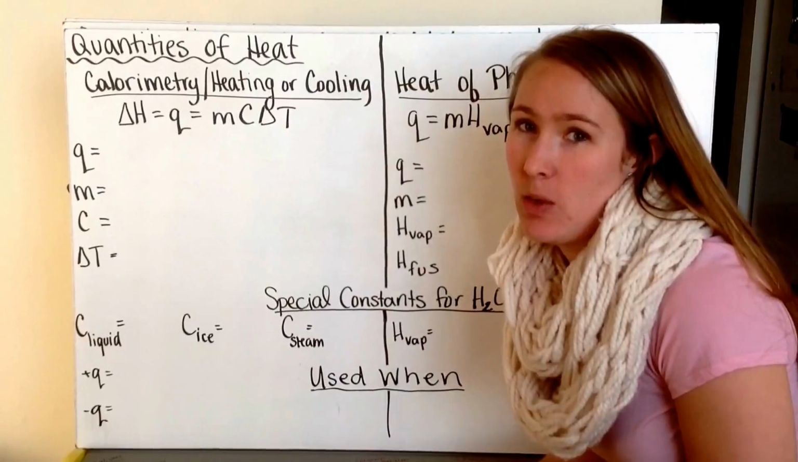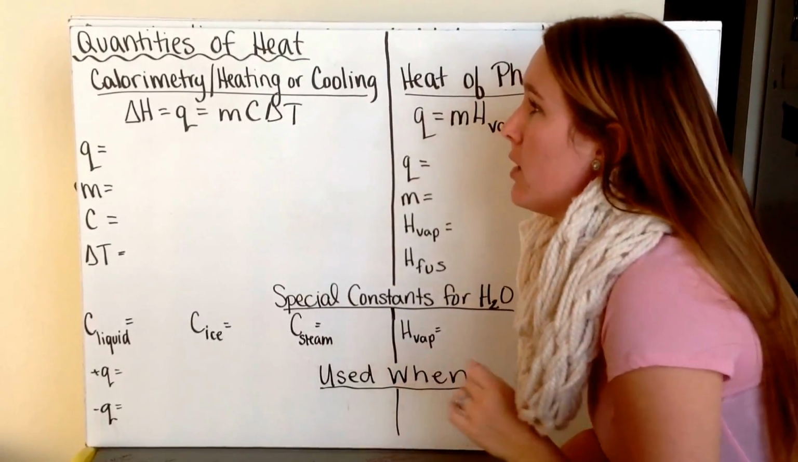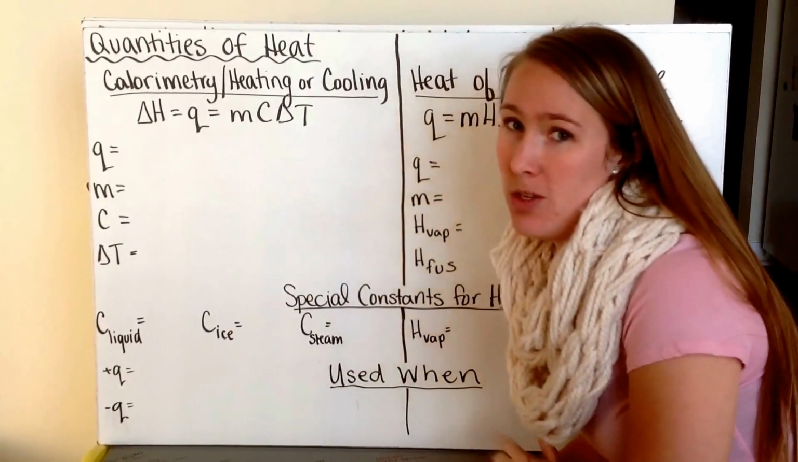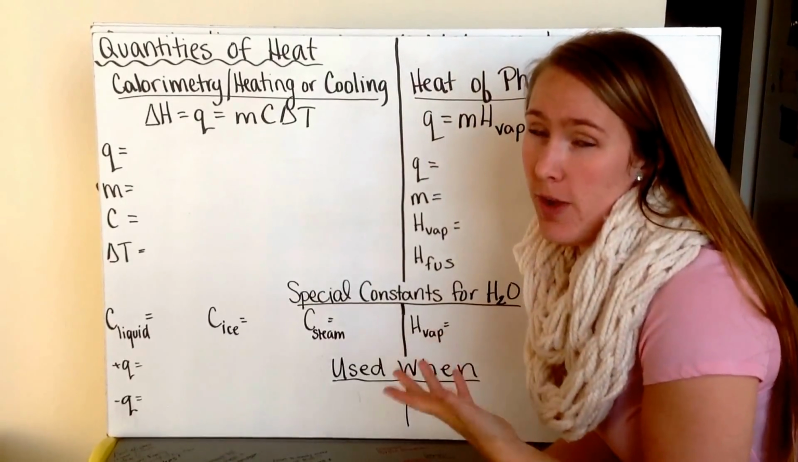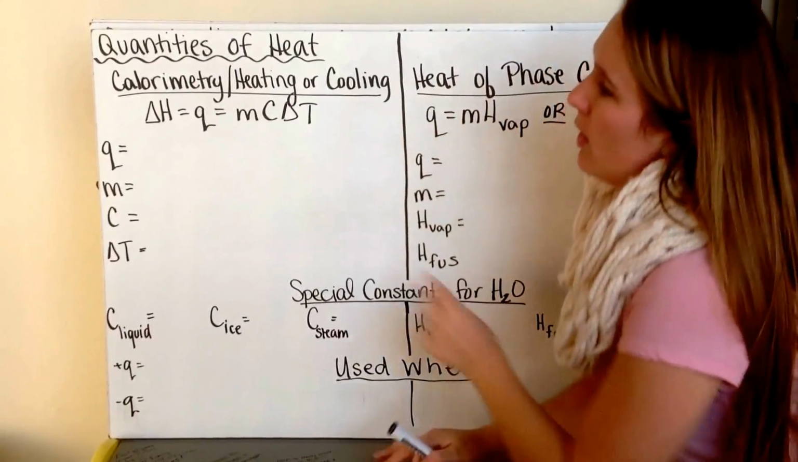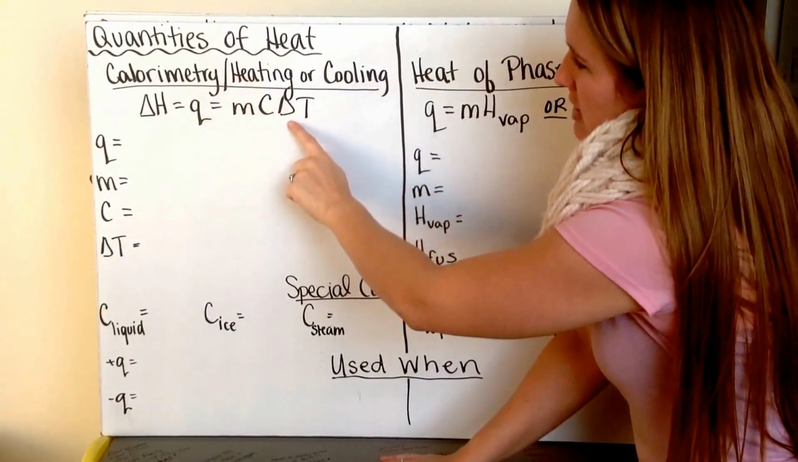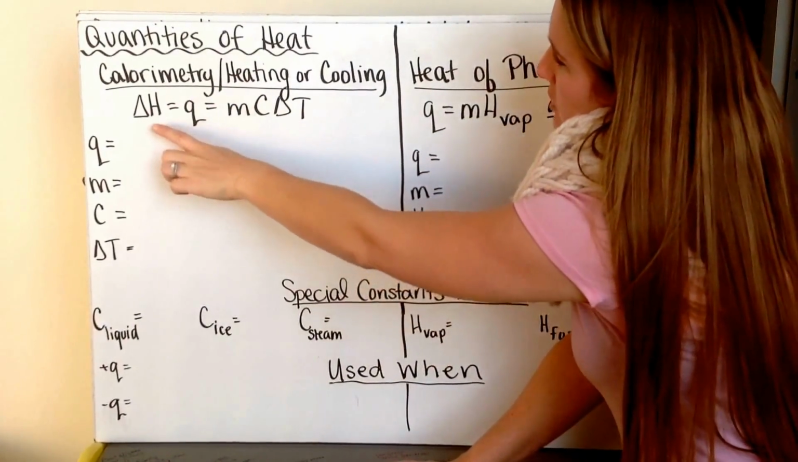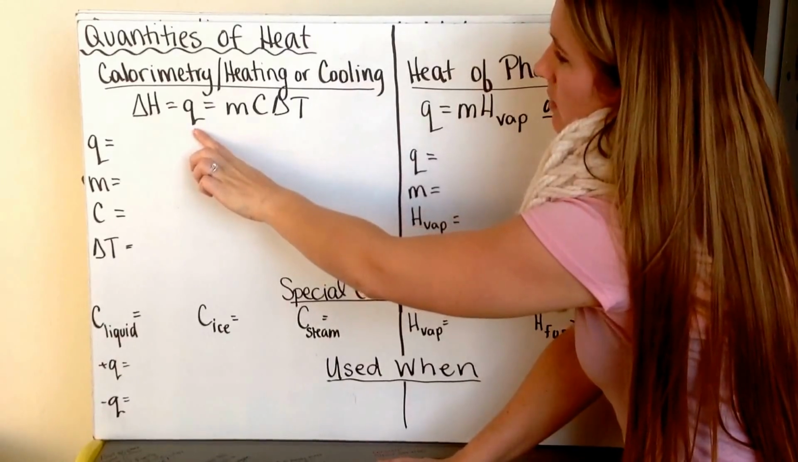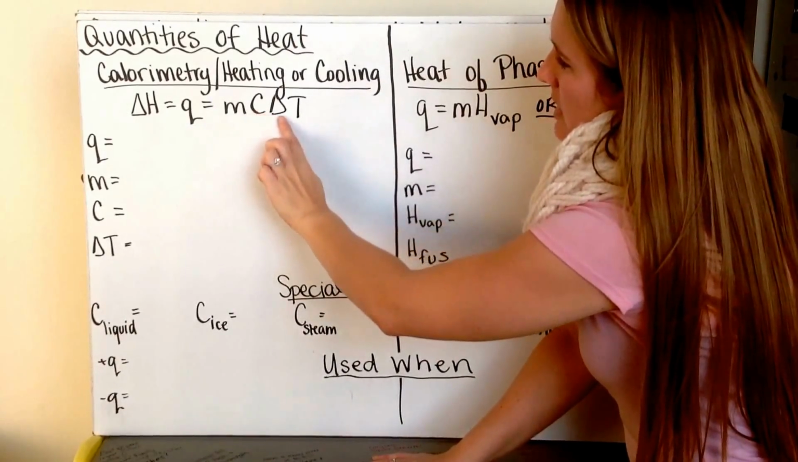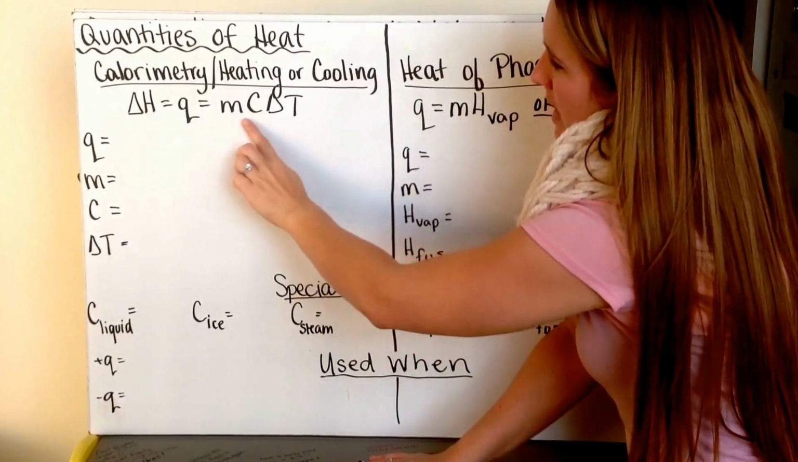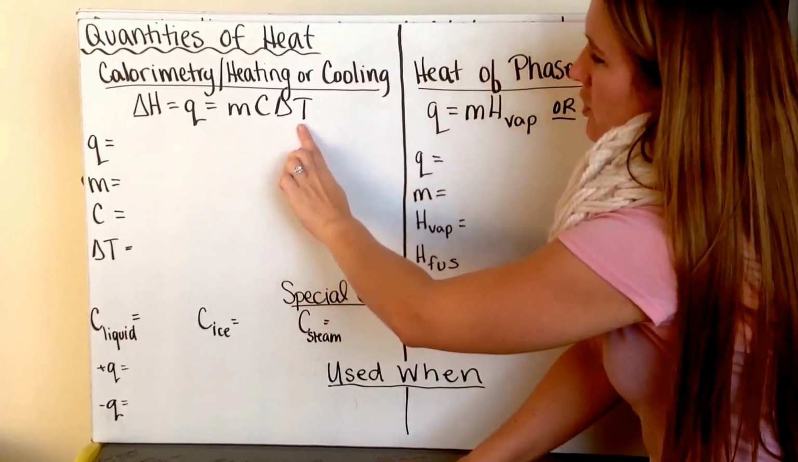This video is on quantities of heat. So there's two major equations we can use looking at factors of heat and their quantity. We can either use our calorimetry equation, where we have changes in temperatures, and we use our equation of delta H is equal to Q, which is mc delta T, so mass times specific heat times change of temperature.